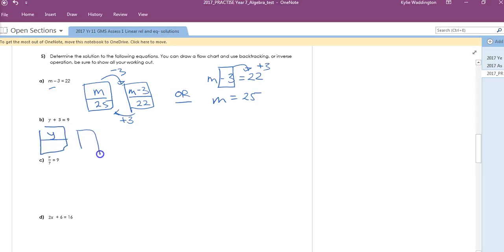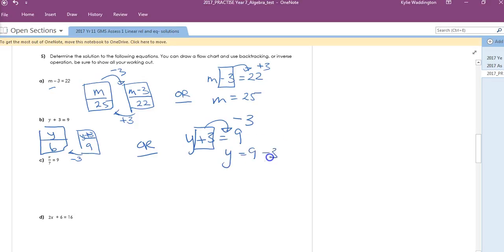y plus 3 is 9. So y take away 3, y is equal to 6. Or y plus 3 equals 9. Move it to the opposite side of the equals, which makes it negative 3. y equals 9 take away 3, which is equal to 6.